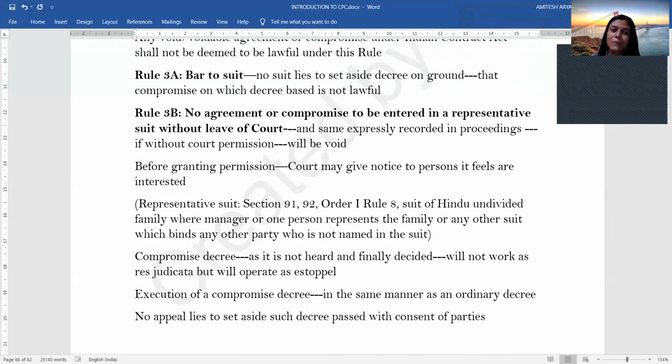And what are some kinds of representative suits? Order 1 Rule 8, where there's a suit of a Hindu undivided family, where the manager, one person, is representing the family, or anything other.